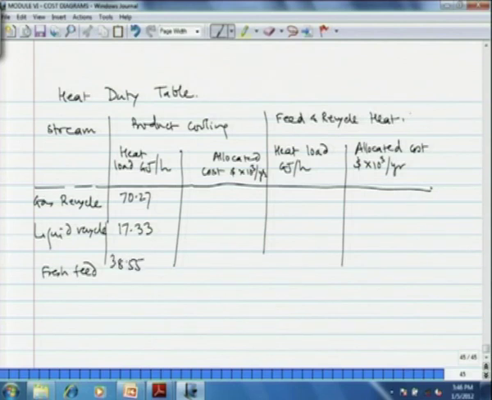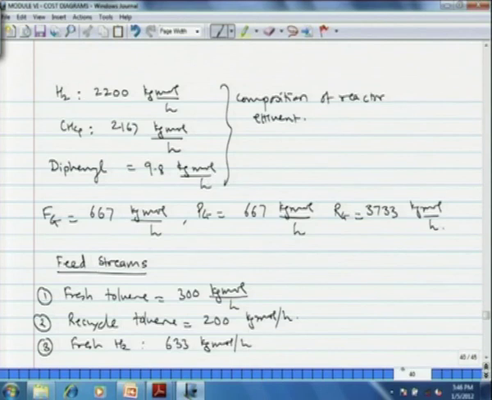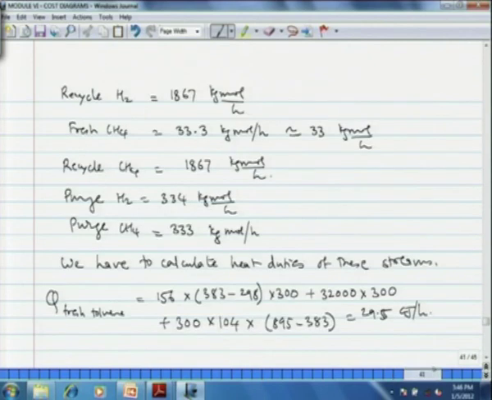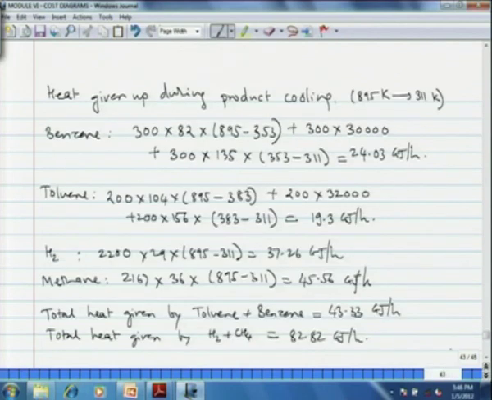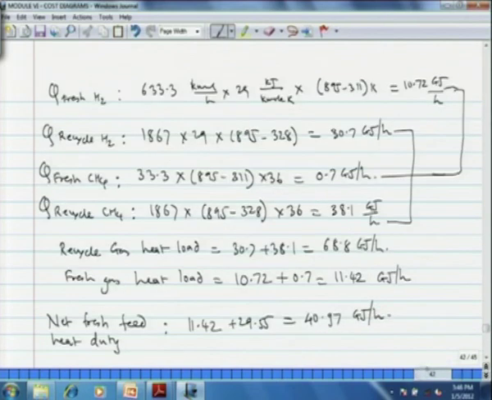Similarly, the fresh reactor feed heating, the gas recycle heating as we calculated here was 68.8. Then fresh gas for net fresh feed heating was 40.97. And then liquid recycle was 16.88.